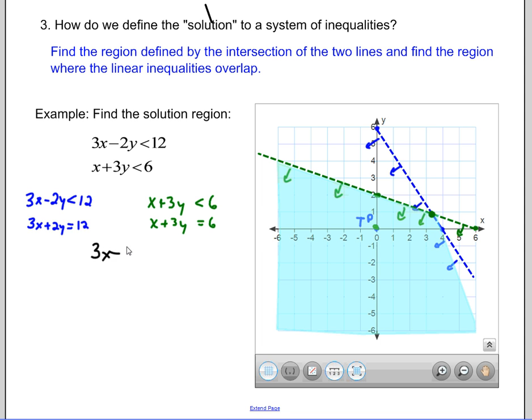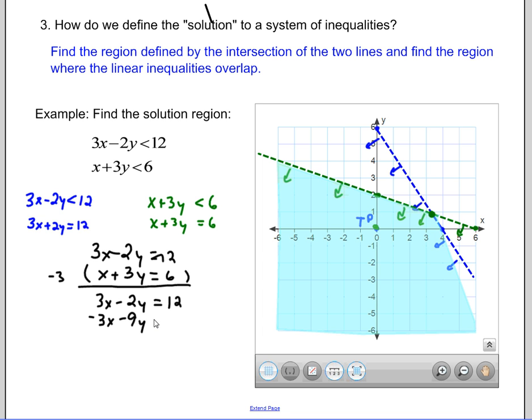3x minus 2y equals 12, and x plus 3y equals 6. Let's see, what could we do right here? Well, we could multiply the bottom one by negative 3 in order to do an elimination. So we would have 3x minus 2y equals 12, added to negative 3 times x, minus 3 times 3y, that's minus 9y, equals negative 3 times 6, that's negative 18.